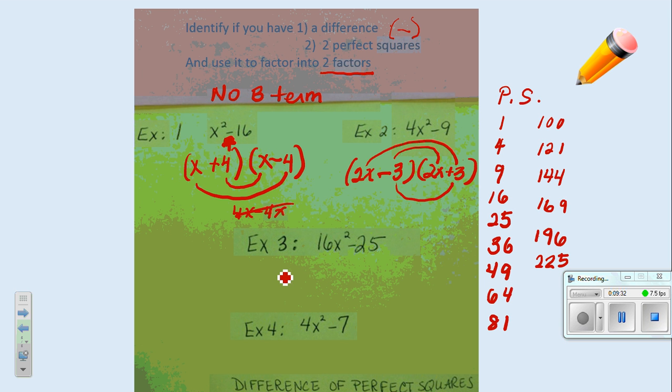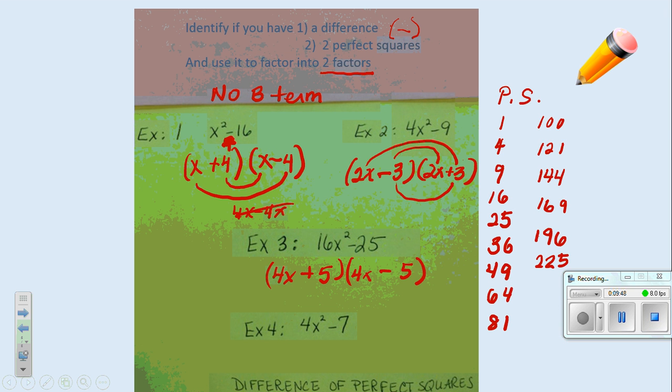Okay, looking at number 3, 16x squared minus 25. What times what is 16? Well, you got it, 4 and 4. What times what is x squared? You got it, x and x. All right, now what times what gives me 25? Well, 5 and 5. One has to be a positive, one has to be a negative. That's the difference of two squares.